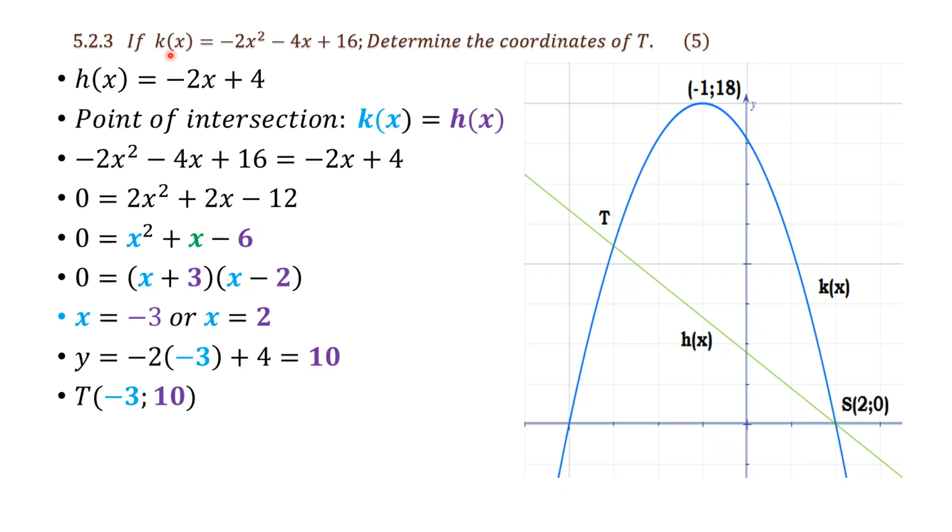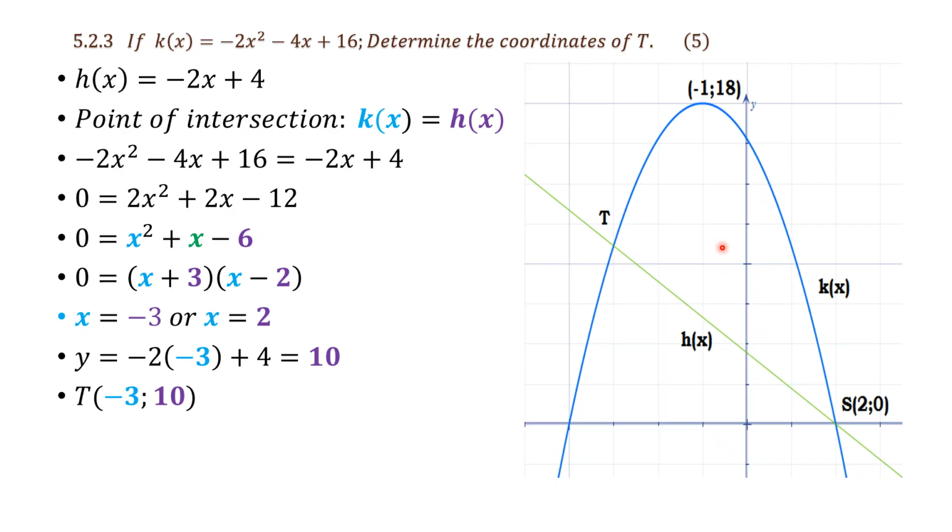5.2.3: if k of x, now they've multiplied it out, equals minus 2x squared minus 4x plus 16, determine the coordinates of T. So say this is a very common exam question. Whenever we give you two graphs, we will generally test, can you find the point of intersection? We even test this in paper 2 trig functions, where we give you a sine and a cos graph, and we want the point of intersection, which is via the general solution.